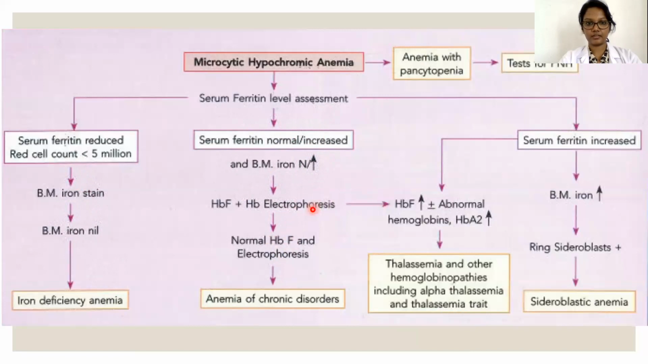Whereas if the electrophoresis shows something abnormal, where hemoglobin A2 is increased or there is another abnormal hemoglobin, then you have to think of other possibilities like thalassemia and other hemoglobinopathies, including alpha thalassemia and thalassemia trait. Now, if the serum ferritin is increased and the bone marrow iron stores are also increased, like when there are ring sideroblasts seen in the erythroid precursor cells, then give a diagnosis of sideroblastic anemia.